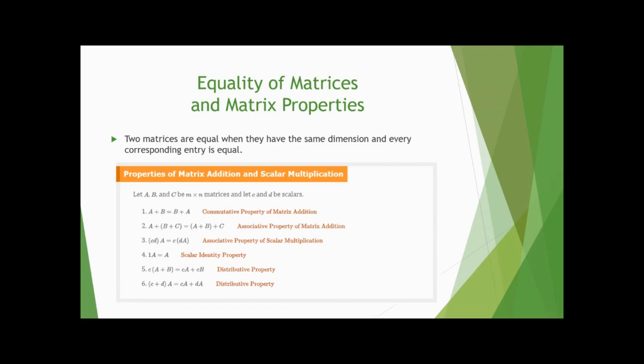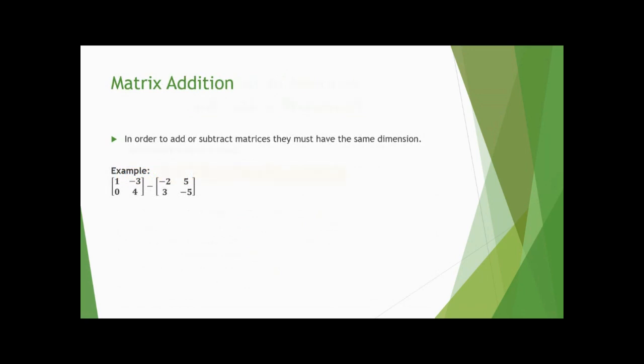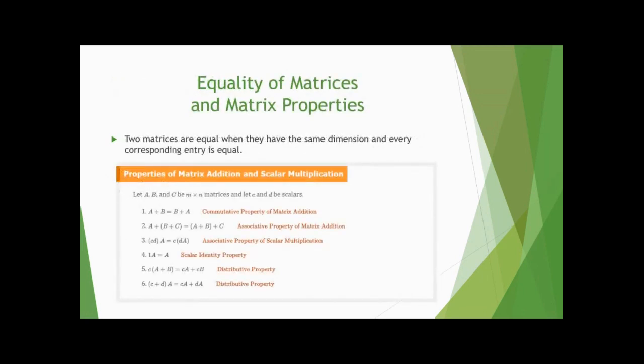Okay, well, two matrices are equal when they have the same dimension and every corresponding entry is equal. So it's basically if you have two matrices, let me get my pen out. So if you have like a matrix, I'm just making it up here, and it's equal to another matrix, each spot has to also be equal. So that's the only way for two matrices to be equal.